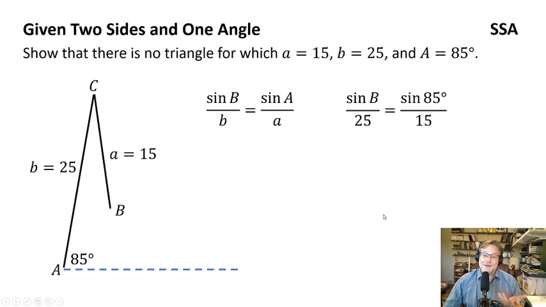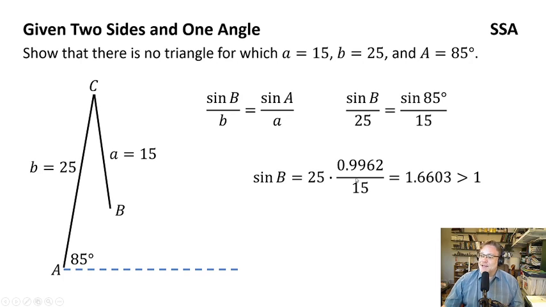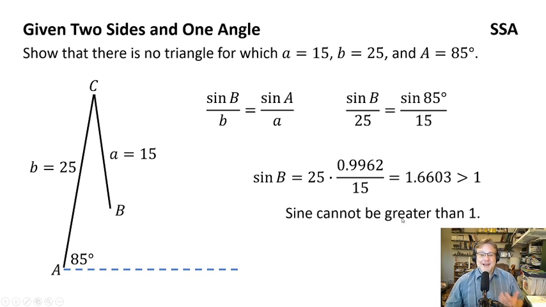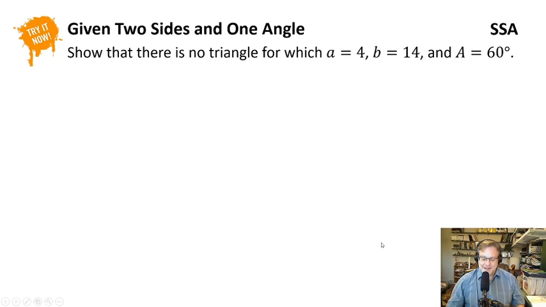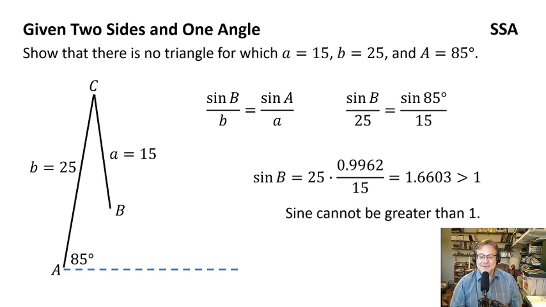All right, so let's find out what B has to be. The sine of B has to be 1.6603. Now let's think about that for a second. The sine of this angle has to be 1.6603. It's got to be something bigger than 1. What do we know about sine? What does it oscillate between? It oscillates between -1 and +1. Is it ever bigger than 1 or less than -1? Never. And right now we're asking this angle to have a sine that's larger than 1. That's impossible. So sine cannot be greater than 1. Therefore, that triangle is not possible.